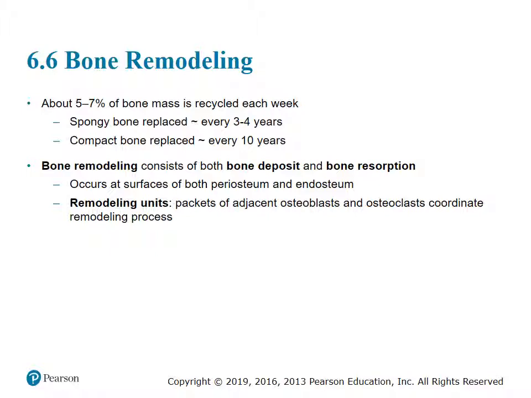So just a little background on some statistics on bone remodeling. 5 to 7% of your bone mass, the entire weight of your bone, gets recycled each week. So we break that down and build that up, about 5 to 7%. Spongy bone is replaced entirely every 3 to 4 years, and compact bone every 10 years, right? So that's really interesting to look at. Your complete compact bone of your entire body gets replaced every 10 years, and spongy bone every 3 to 4 years, right?